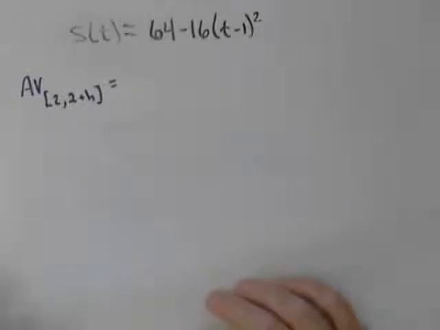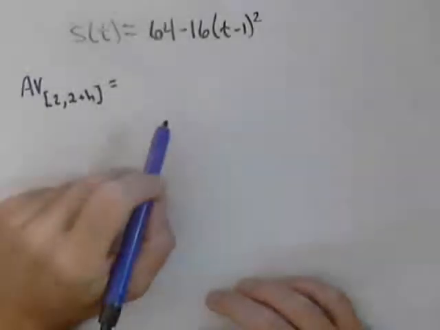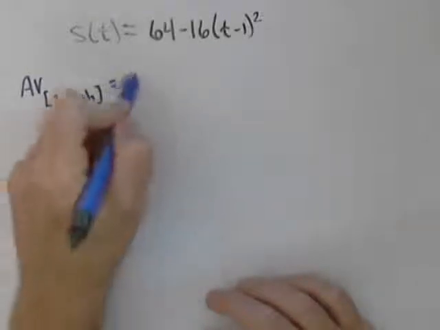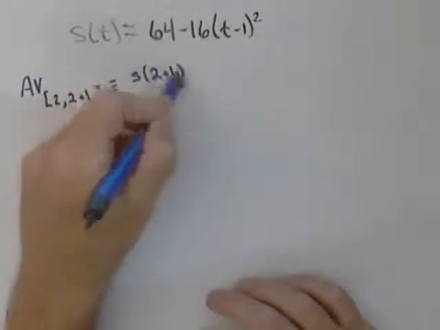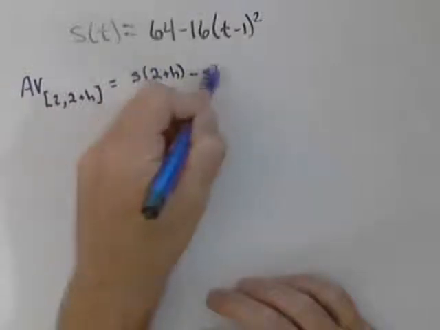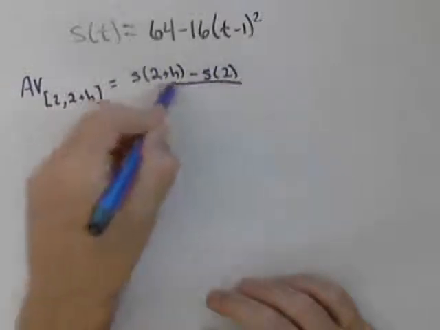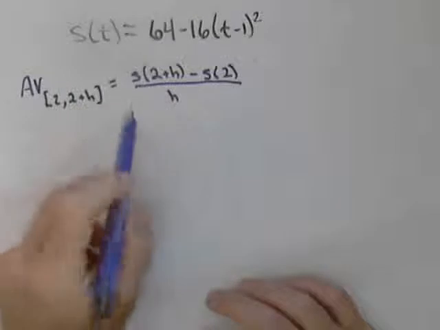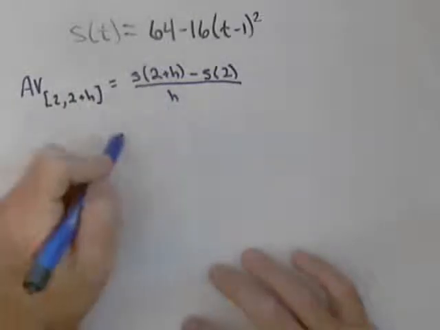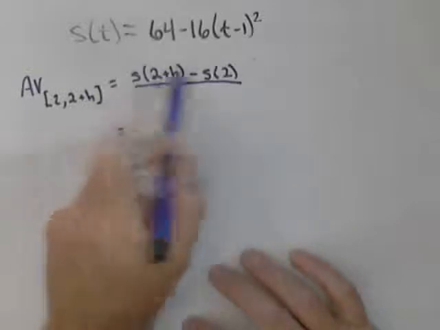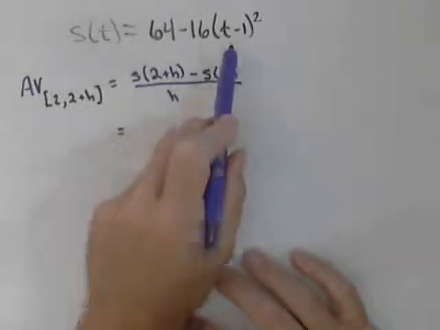So we're going to use the difference quotient to compute the average value. And so we have S of 2 plus H minus S of 2 all over H. So really the main thing is finding out what S of 2 plus H looks like. That means we're putting 2 plus H into our function for t.